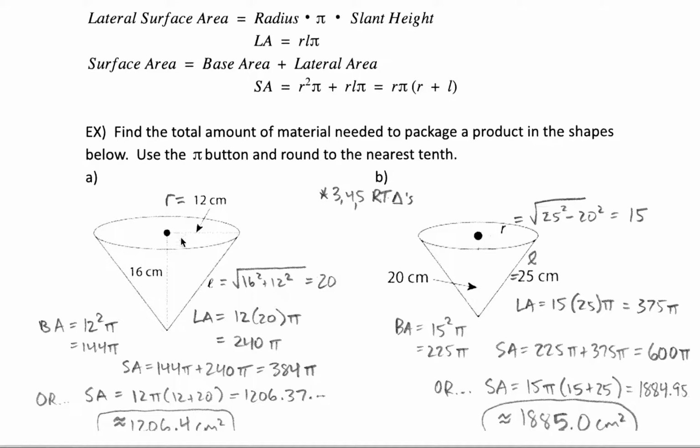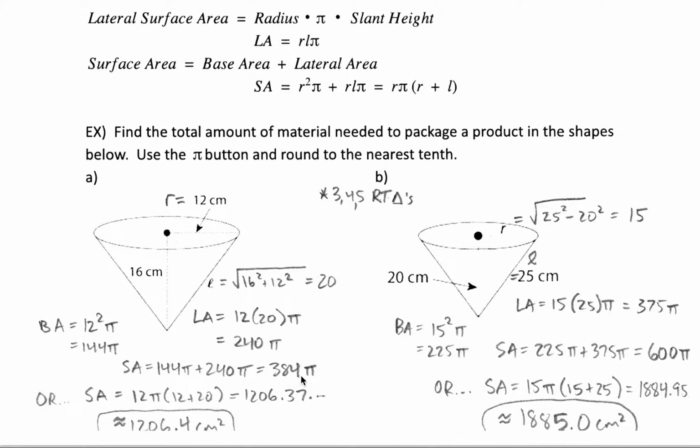We're going to find the total surface area, so we're going to include that base area here. The area of the circle is going to be our radius squared times pi. So 12 squared times pi gives us 144 pi. The reason why I left it in terms of pi is because I want to know what the total surface area is, and I can combine these two pieces. If they're like terms, then I can combine them. Since they're both in terms of pi, let's put them together and get an answer in terms of pi. We get 384 times pi.